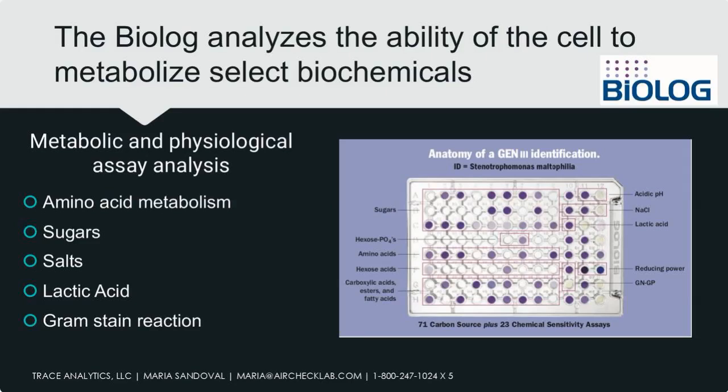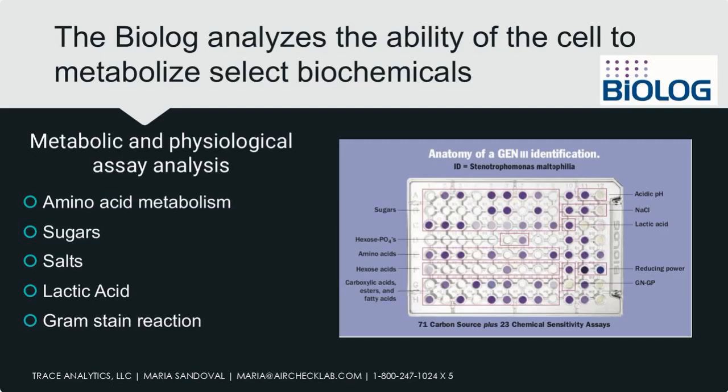And so this is a blown up version of the 96 well plate. Every well has a job. So there's 71 carbon sources present on the 96 well plate. One single well is always a negative control. So there's nothing covering that well, and it shouldn't react to anything. And then you have your pH tests, you have your salts, your lactic acids. There's a Gram stain reaction well. There are carbolic acids, fatty acids, and all of these things are acting as chemical sensitivity reactions.